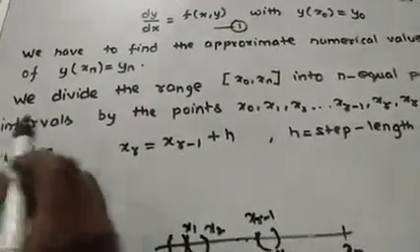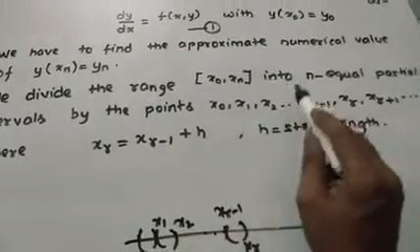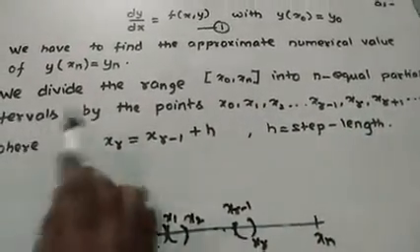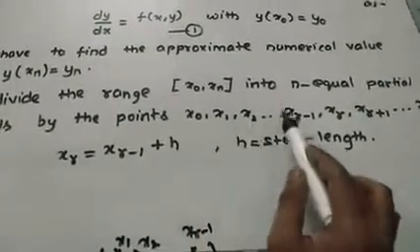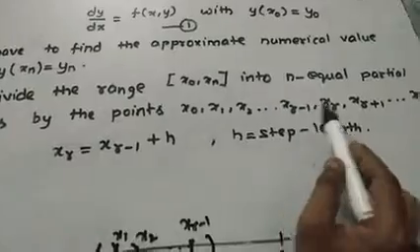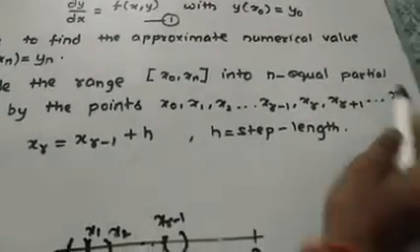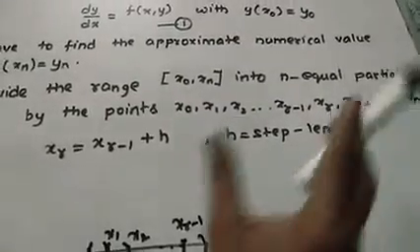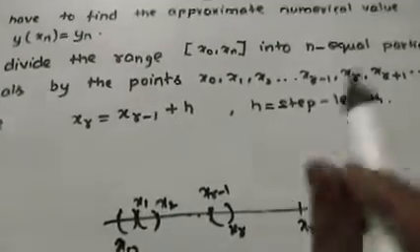So the thing written here: we divide the range x0 to xn into n equal partial intervals by the points x0, x1, x2, ..., xr minus 1, xr, xr plus 1, ..., xn. With the help of these particular points, we are going to divide this range into n equal intervals.